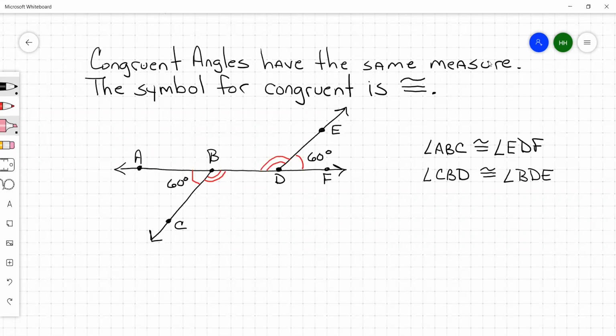Can somebody tell me the angle measure of BDE with the two arc marks on it? 120, very good. How'd she come up with that 120?